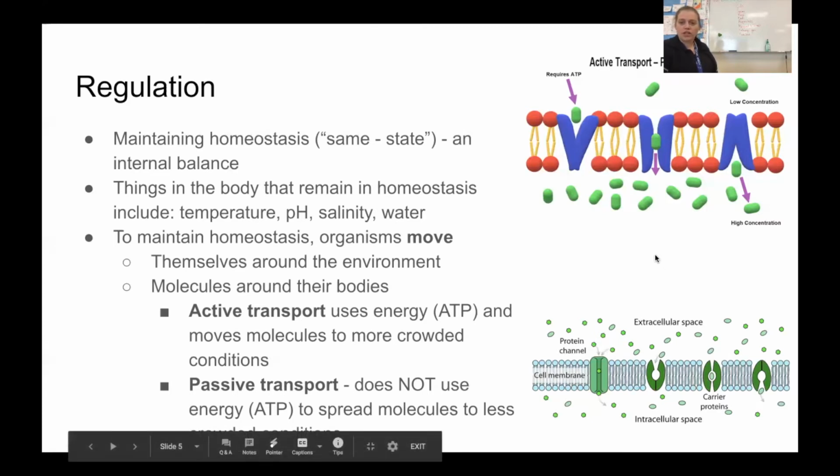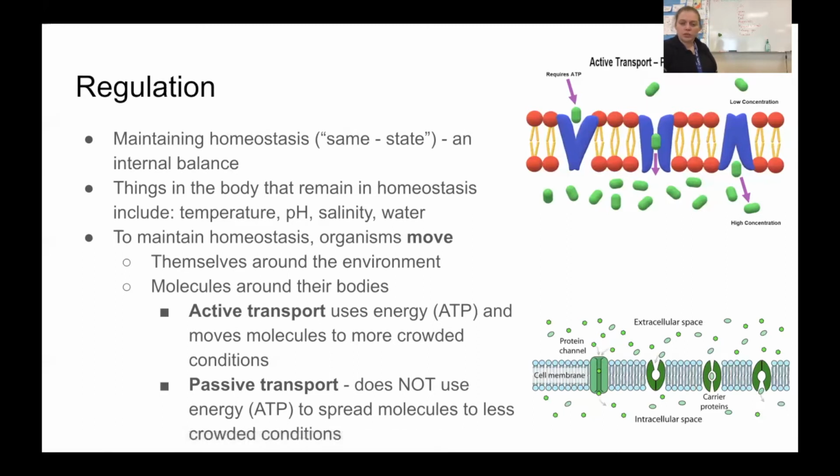Active transport is the opposite. So we are using energy to push something against where it normally wants to go. You can see here we have very few of these little green blobs here. We have a lot of them over here, but we're moving them to more crowded conditions across this membrane. So this is the opposite of passive transport, and it does require energy in the form of what we call ATP to push things against where they normally want to go.